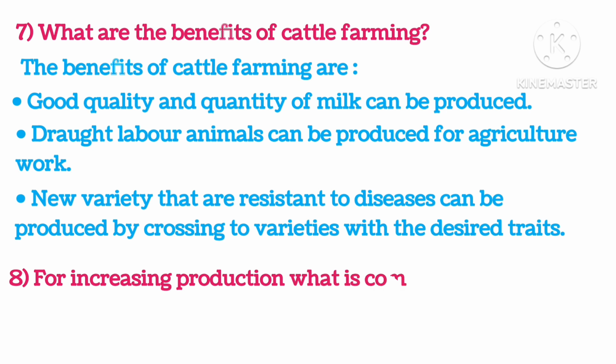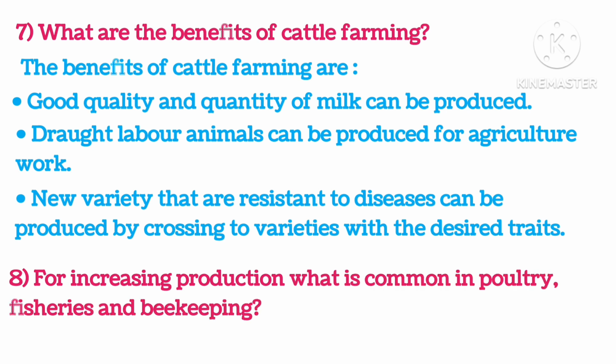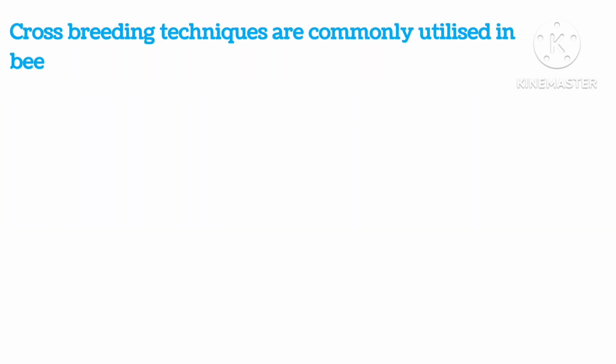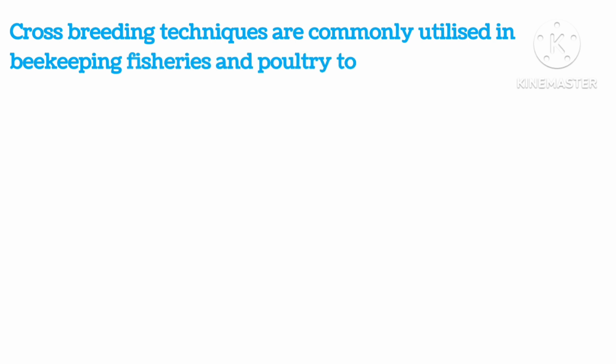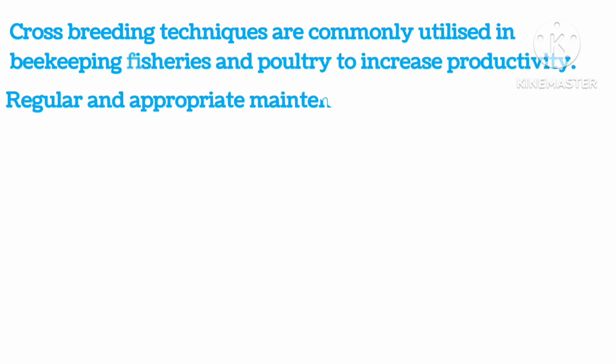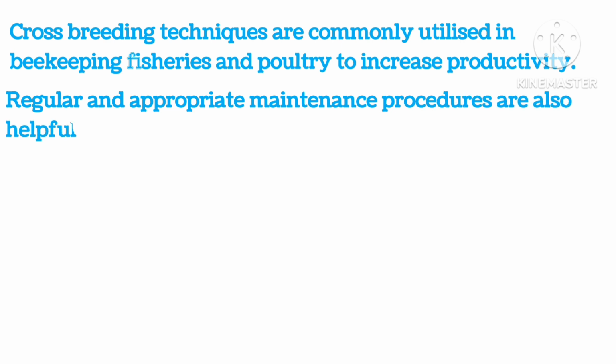For increasing production, what is common in poultry, fishery and beekeeping? Crossbreeding techniques are commonly utilized in beekeeping, fisheries and poultry to increase productivity. Regular and appropriate maintenance procedures are also helpful in enhancing productivity.